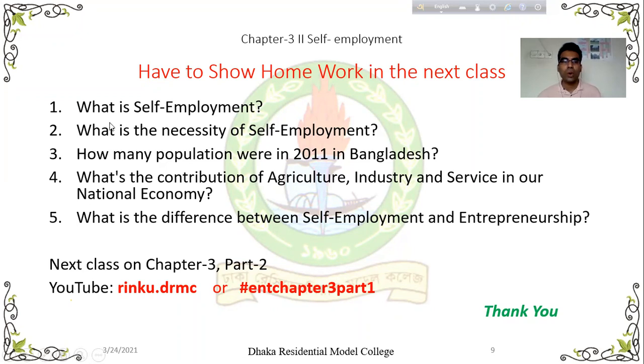Your homework is what is self-employment, what is the necessity of self-employment, and how many population were in 2011 in Bangladesh, and what's the contribution of agriculture, industry, and service in our national economy, and what is the difference between self-employment and entrepreneurship. And you have to read your book up to 31 page. Have to read about the self-employment.